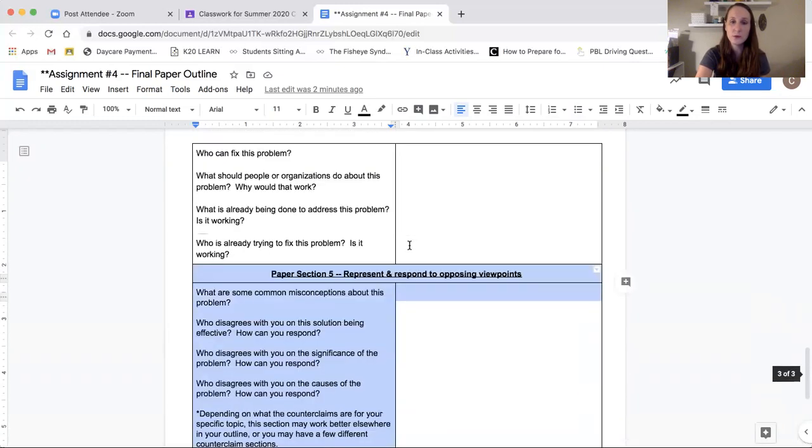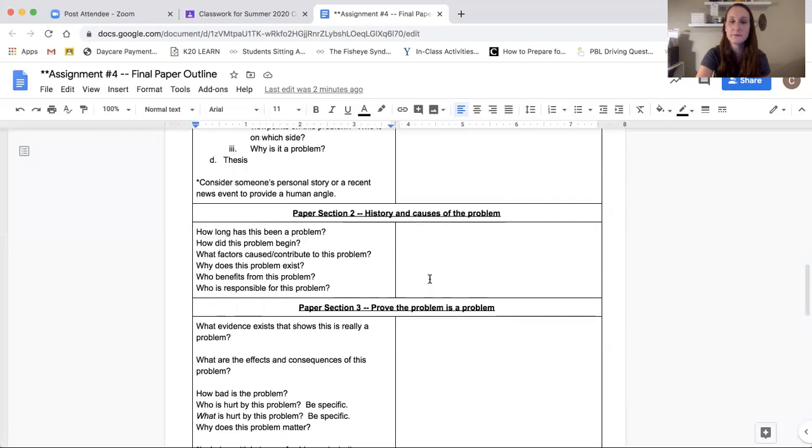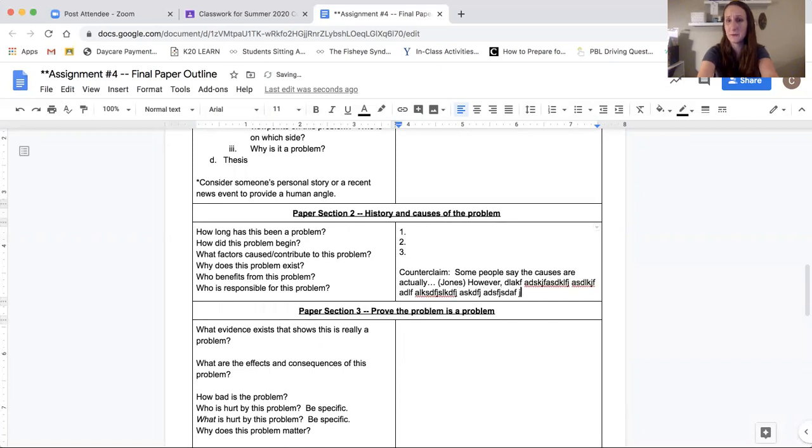You're welcome to copy this and paste it here on your own document, and that's awesome. Move this around as it works. You could also just say, here I've got my causes I'm talking about, and then I would just label that, here's my counterclaim. Some people say the causes are actually this. Here's the source I have to say that. And however, right? So you can even start writing in little paragraph forms, and that's going to make your paper much easier to assemble if you already start to get your ideas out here as you go.